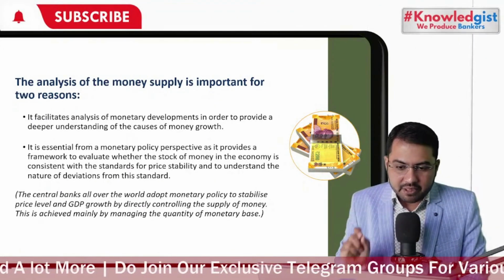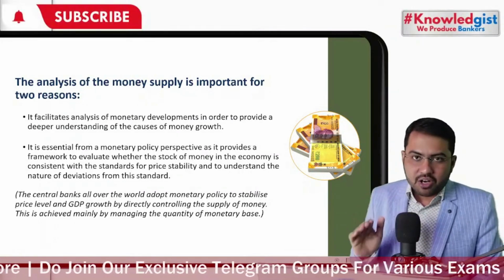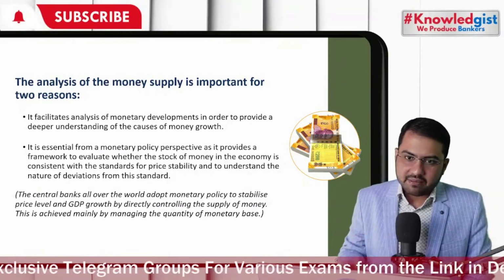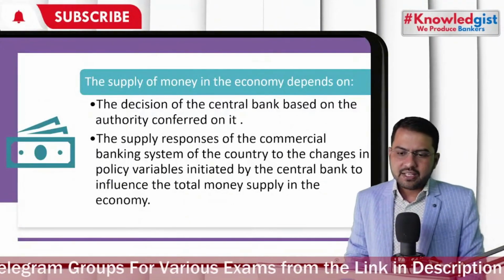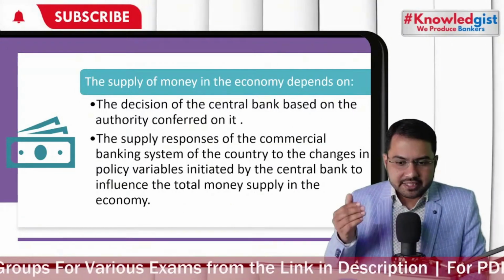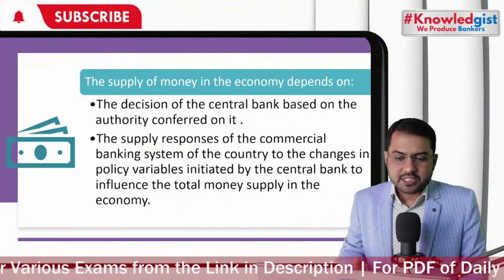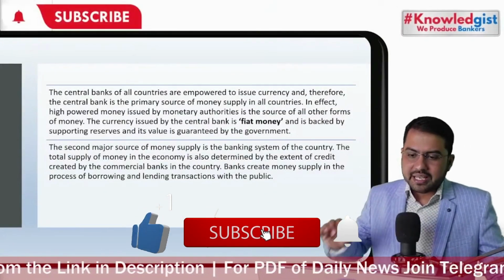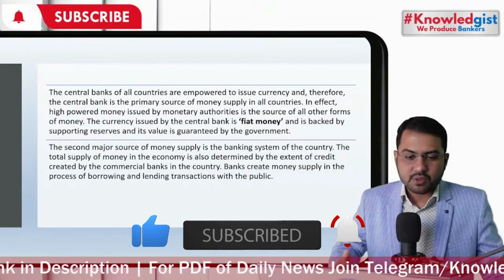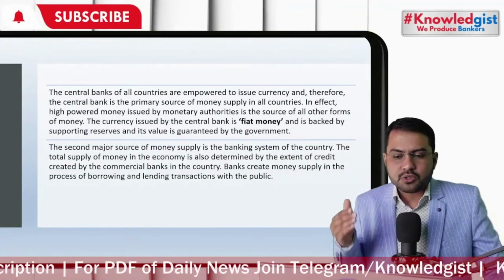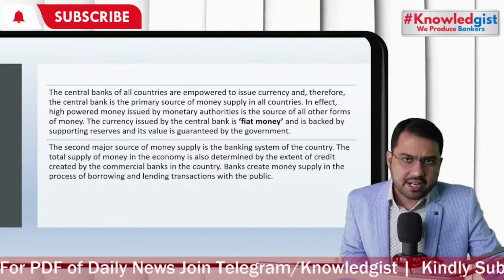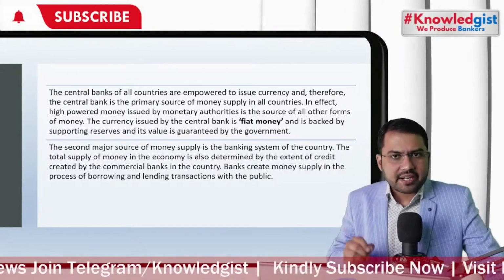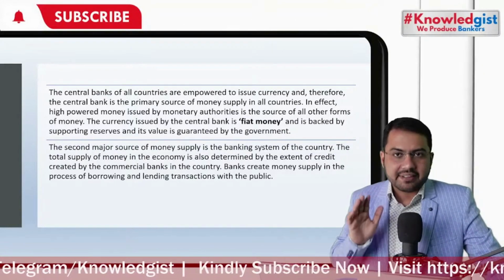It is essential for understanding developments, to provide a deeper understanding of the cause of money growth, why money is growing. It is needed to be known. And it is essential for the monetary policy framework. The money supply in the economy depends upon the decision of the central bank and the supply responses of the commercial banking system. The central bank of every country is empowered to issue currency, and therefore the central bank is the primary source of money supply in any country, be it the Federal Reserve in the USA or the Reserve Bank of India in India. In every country, the central bank decides the money flow.